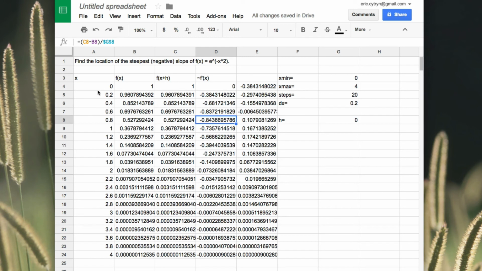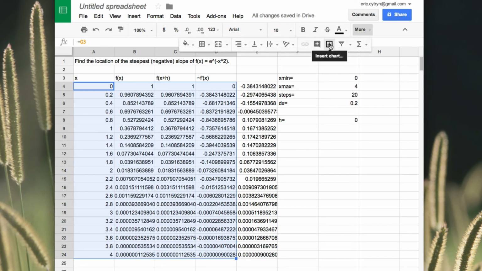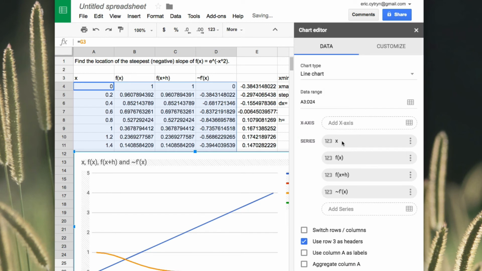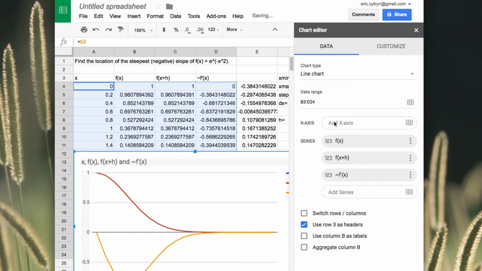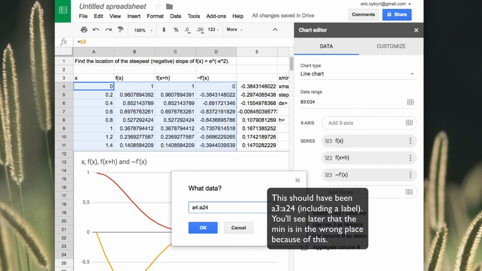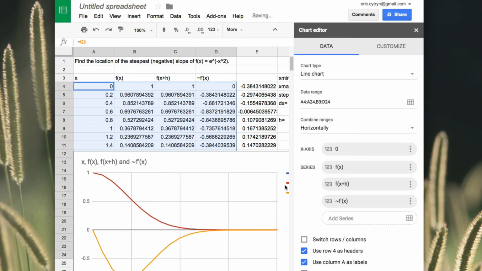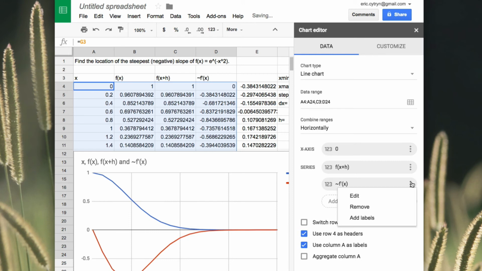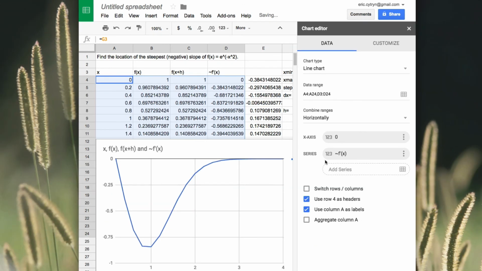And so let's just graph this quickly. And I'm actually just going to graph the x and f prime, but I'll delete those middle two from the graph. So now you can see here, I don't want the x as an x series. Let's remove that and let's put it in here as A4 through A24. And now that's the x-axis, and I want to get rid of this one and this one. And now I just have the derivative.